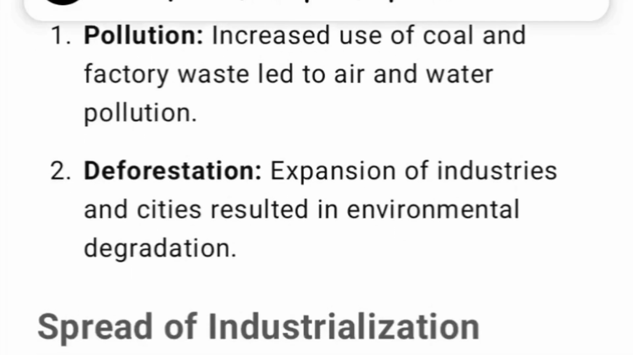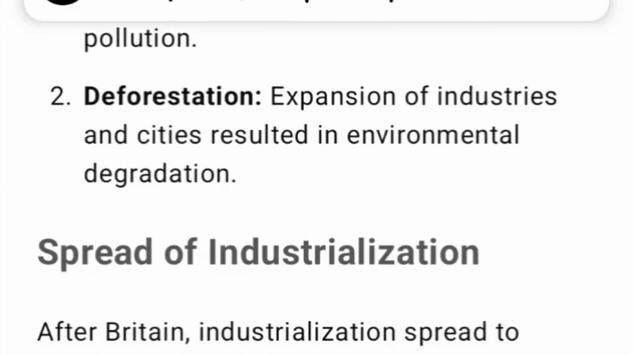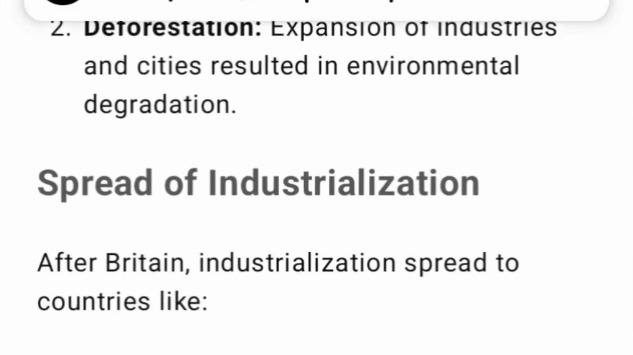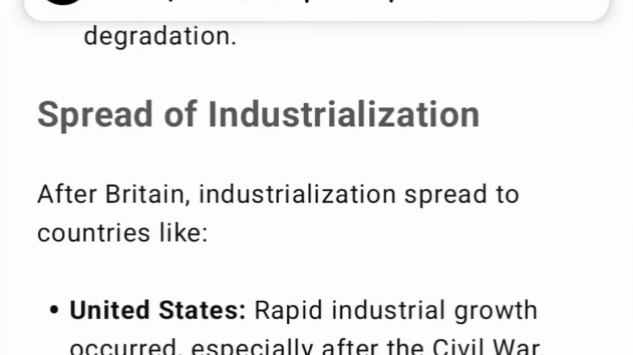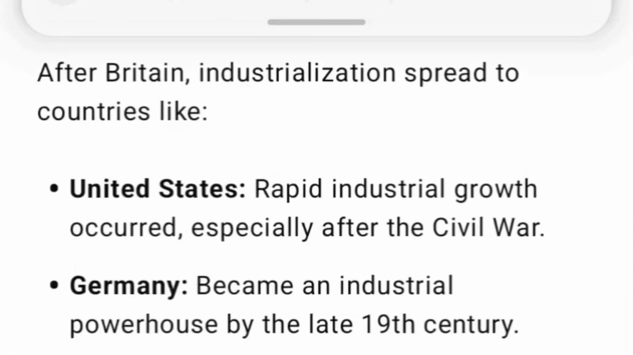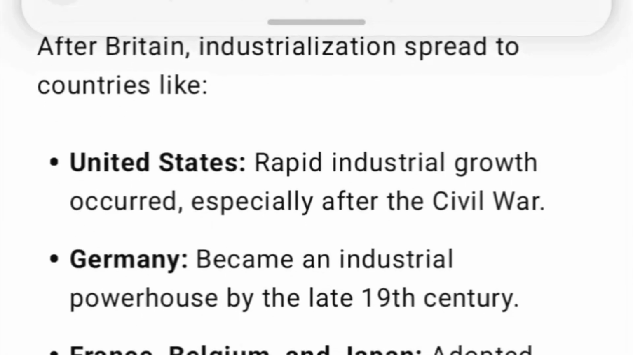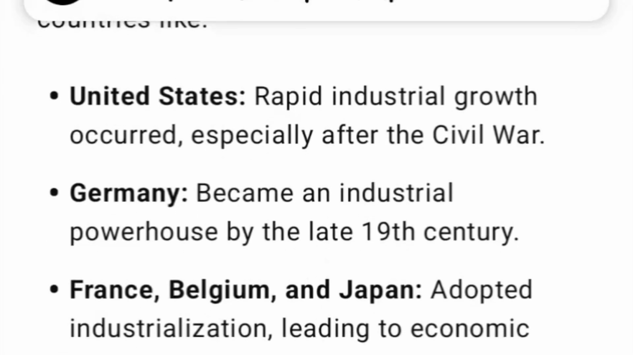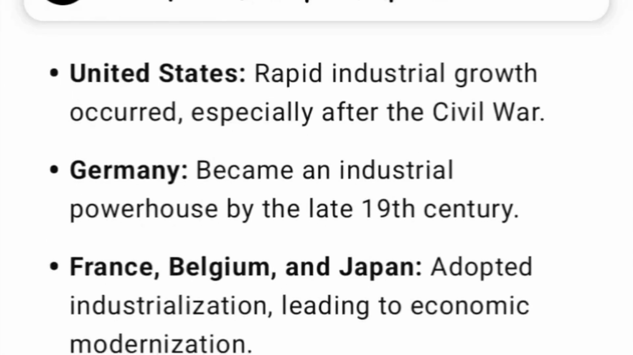Spread of industrialization. After Britain, industrialization spread to countries like the United States, where rapid industrial growth occurred, especially after the Civil War. Germany became an industrial powerhouse by the late 19th century. France, Belgium and Japan adopted industrialization, leading to economic modernization.